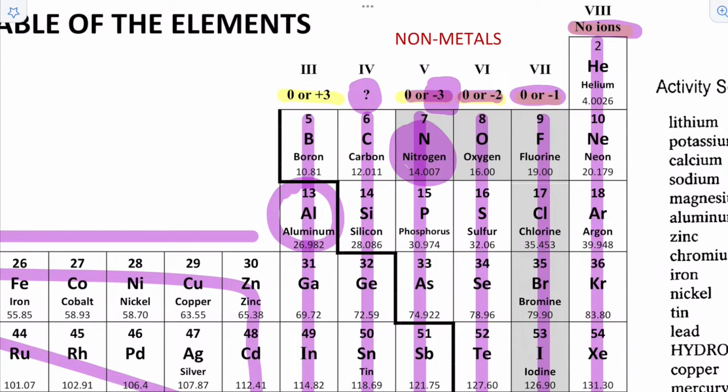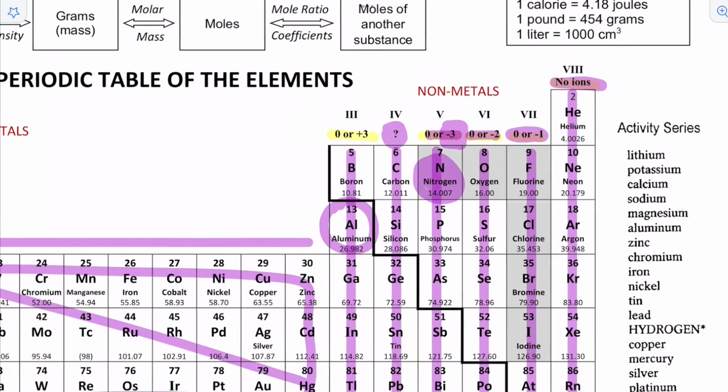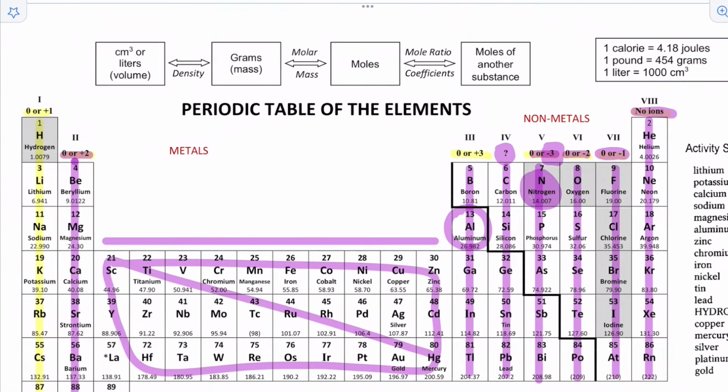So that is how you find the charges of ions on your periodic table. Before we do an example, I want to talk about what a salt is. You may know salt as the thing that you eat, but in reality, the salt that you eat is known as table salt. That is sodium chloride.